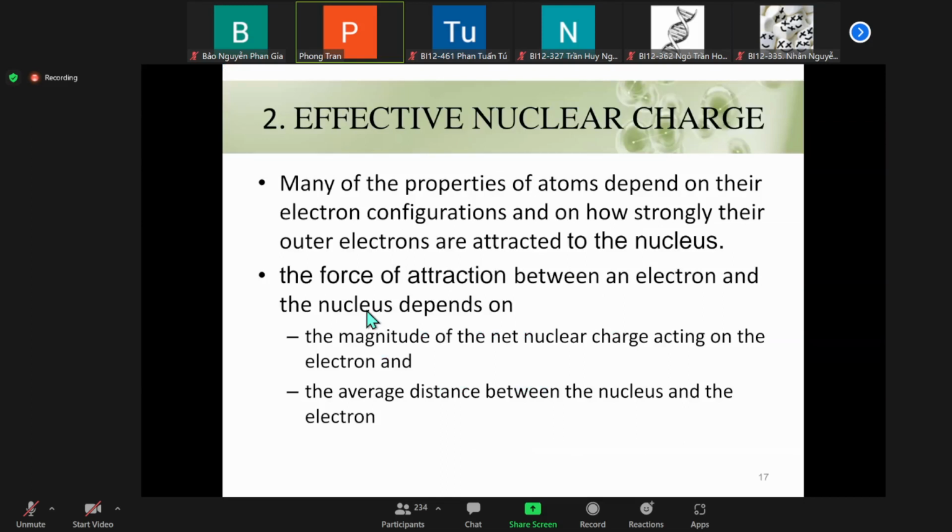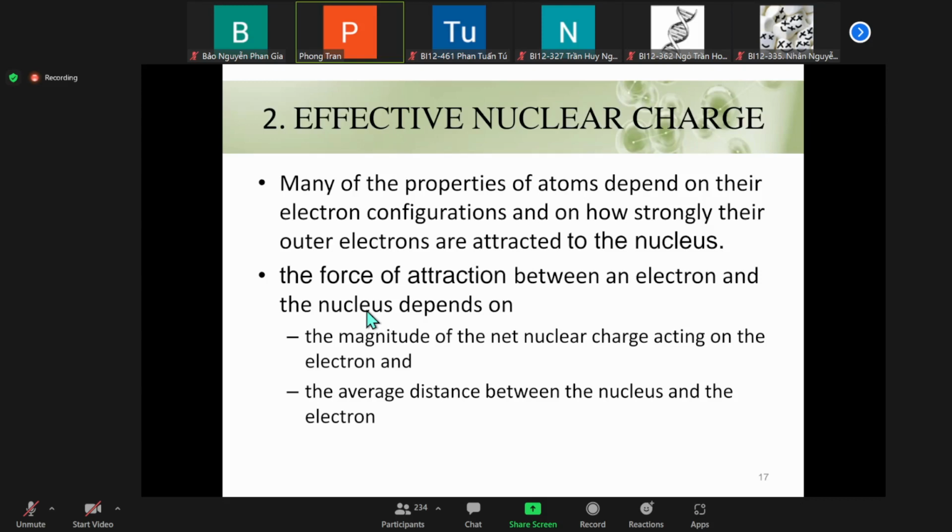Now, we move to the effective nuclear charge. As I sometimes mention, many of the properties of the atom depend on their electron configuration and on how strongly the outer electrons are attracted to the nuclei. You can imagine that an outer electron, which is far from the nuclei, if weakly bound, can be easily removed. Later, when you learn general chemistry, you can say that in that case the element can be easily oxidized. That means removing an electron.